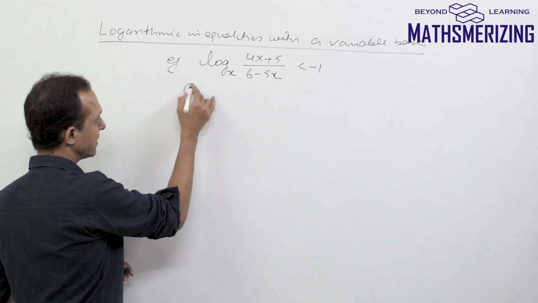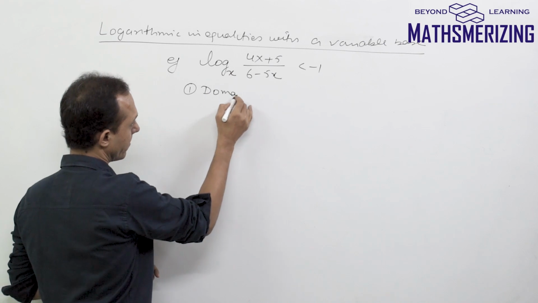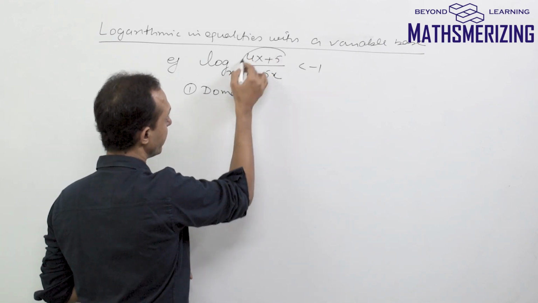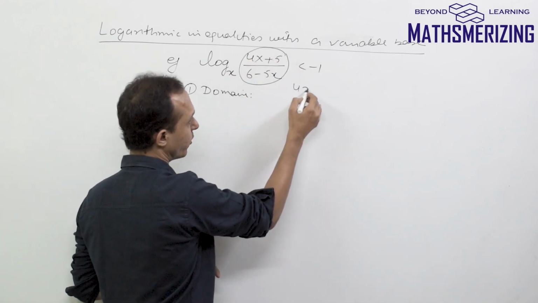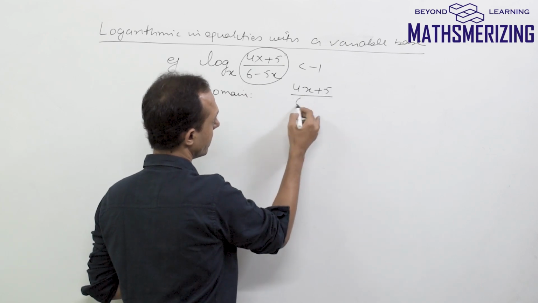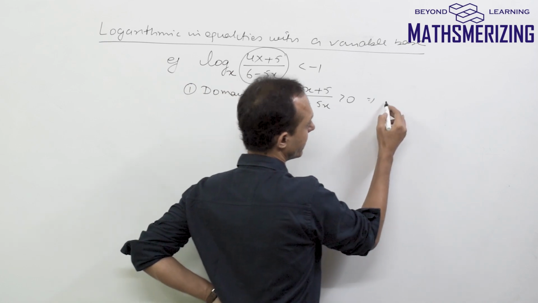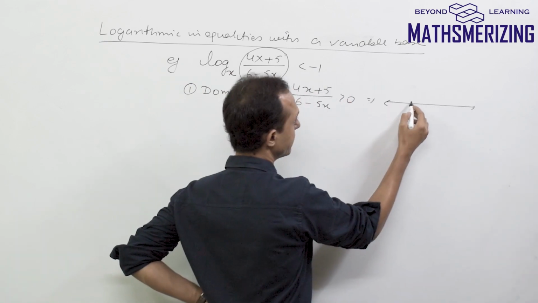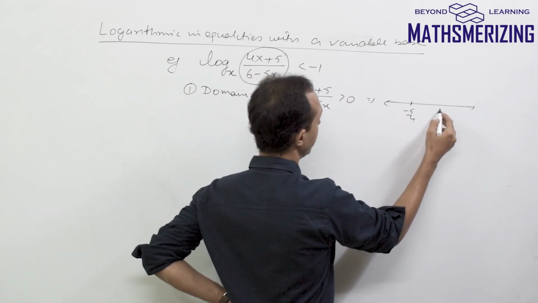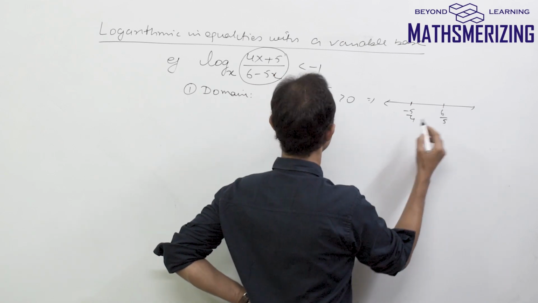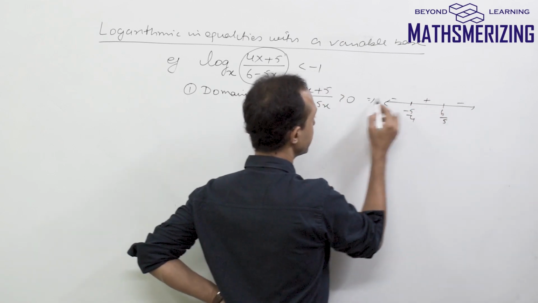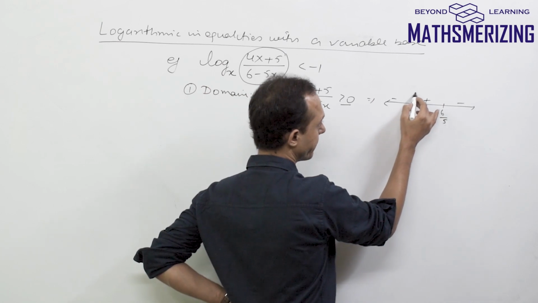So the first thing I'll do is I'll find its domain. And the condition for domain is this x should be greater than 0, and 4x plus 5 upon 6 minus 5x should be greater than 0. So I'll take up a number line. So this is minus 5 by 4, 6 by 5. So minus, plus and minus, I need greater than 0, which is plus.